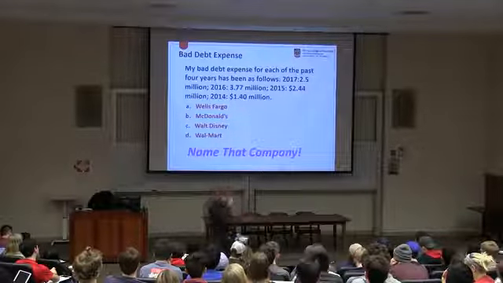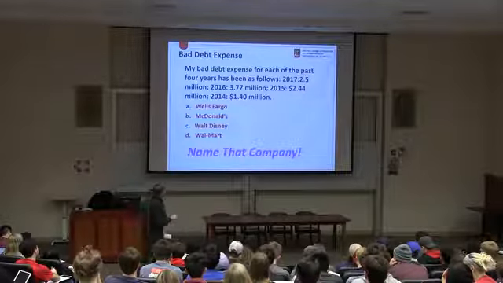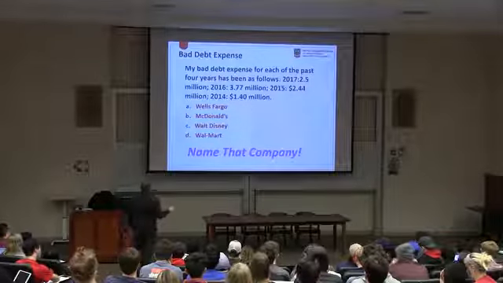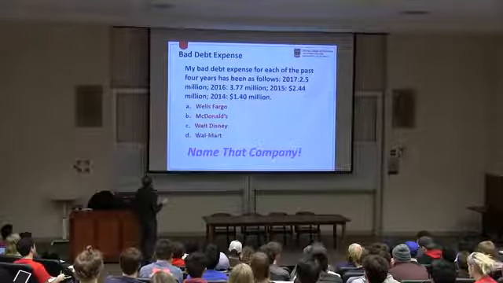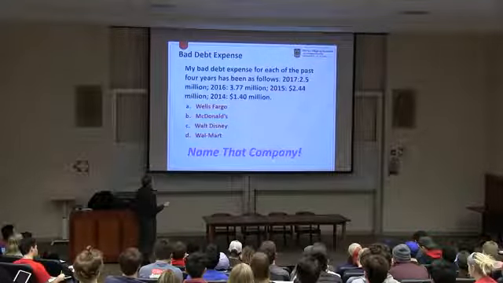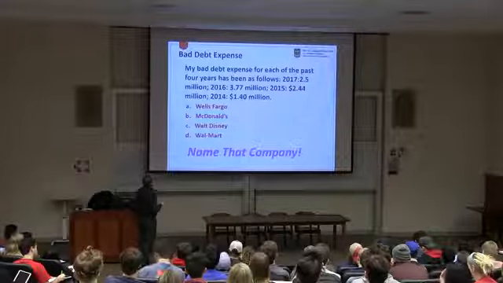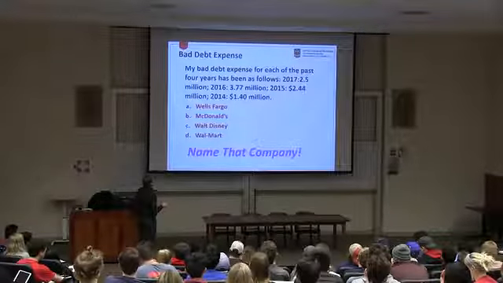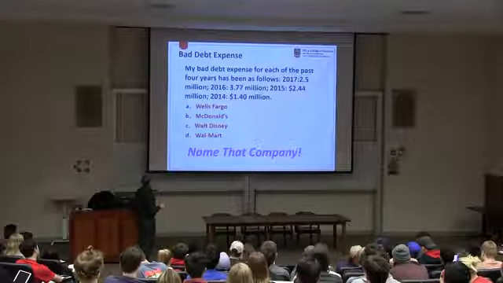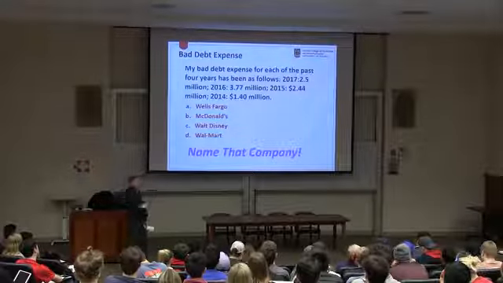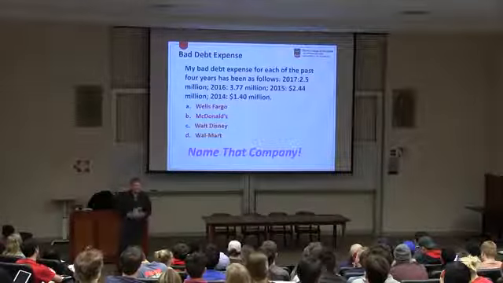So this company says, my bad debt expense for each of the past 4 years has been as follows. 2017, $2.5 million. 2016, $3.77 million. 2015, $2.44 million. And 2014, $1.4 million. Am I Wells Fargo, McDonald's, Walt Disney, or Walmart? Talk about it.